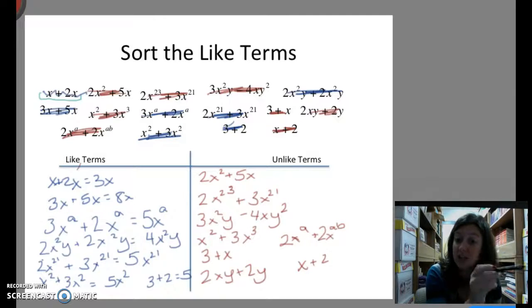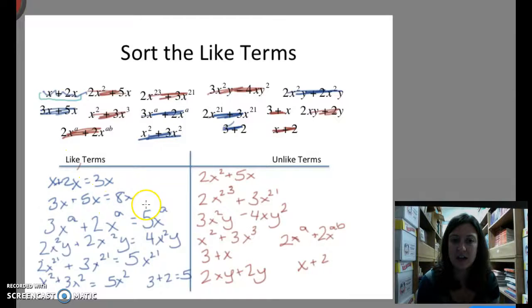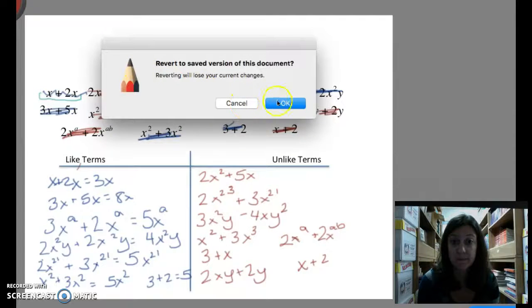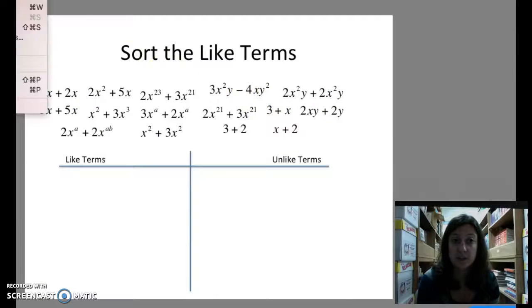And then over on the like term side, we've got x squared plus 2x squared equals 3x squared, and every single time the only thing that changes is that coefficient. The only thing that you're adding is the coefficient. The variable term does not change. Oops, I already did that one. So, last slide here.